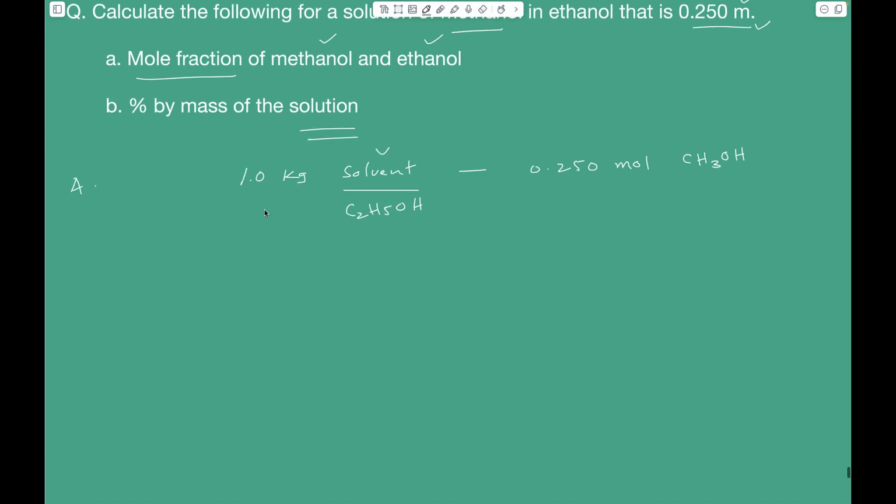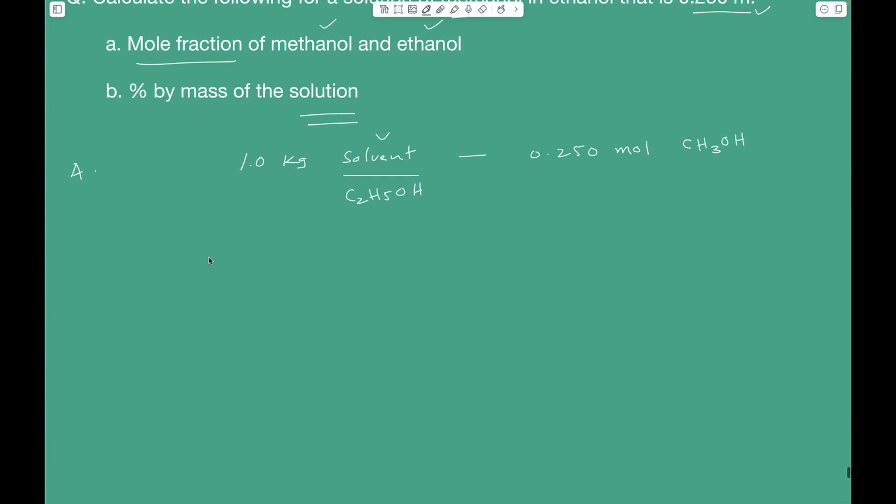Now assume that the solution that you took has 1 kg of solvent. That would be convenient for our calculations. So consider 1 kilogram of the solvent. Then the mass of the solvent is 1 kilogram, right? Ma is 1 kilogram. And you know the number of moles of solute present in that solvent. Nb is 0.250 mole.